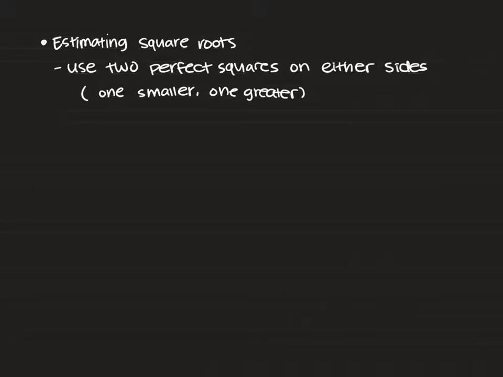So for example, let's say we have the square root of 30. We have to find out which integer this is going to be closer to. So I have the square root of 25, which is 5 squared, and then I also have the square root of 36, which is 6 squared. And when you compare, you're going to have 30 closer to the square root of 25 than the square root of 36.